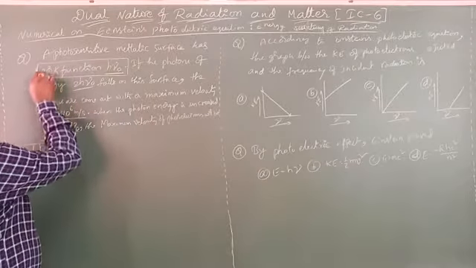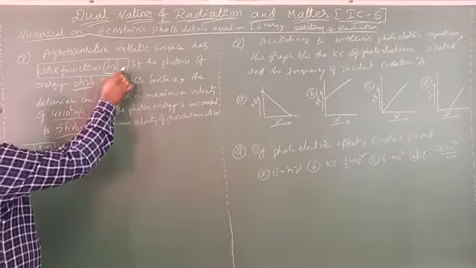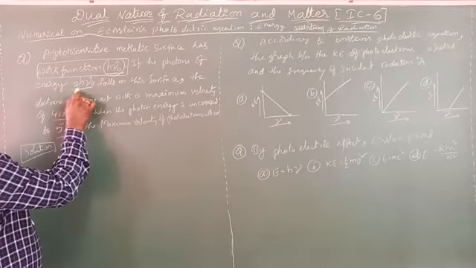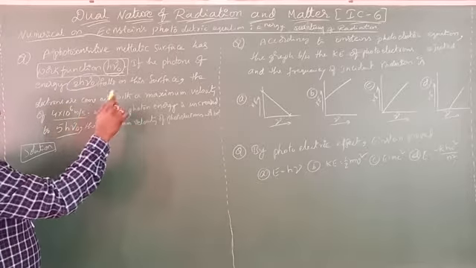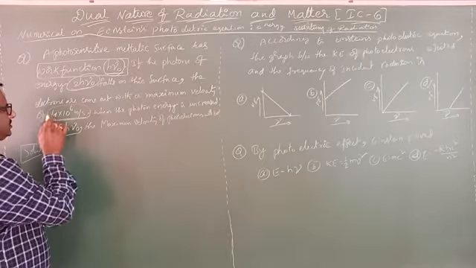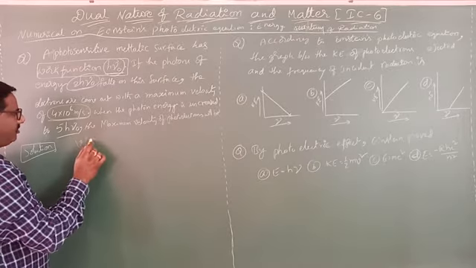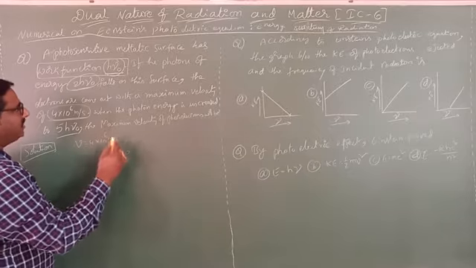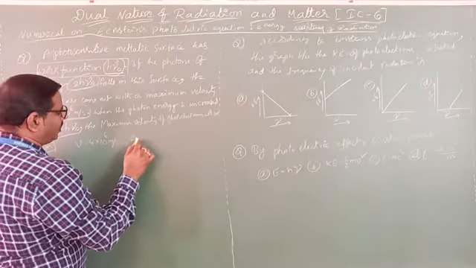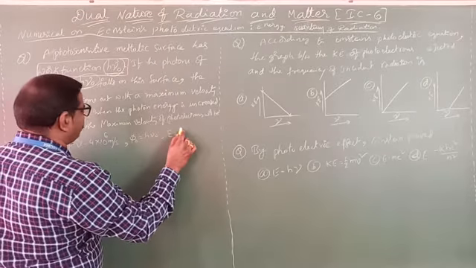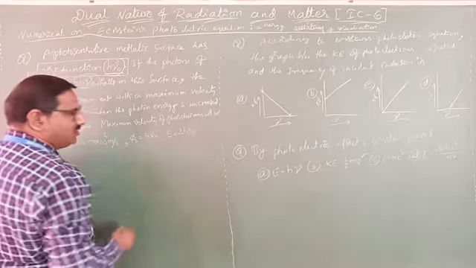First they gave the work function, which is h nu naught. If a photon of energy 2 h nu naught falls on this surface, the electrons come out with maximum velocity 4 into 10 power 6 meter per second. So velocity given V equal to 4 into 10 power 6 meter per second, work function phi naught equal to h nu naught, and energy E equal to 2 h nu naught.